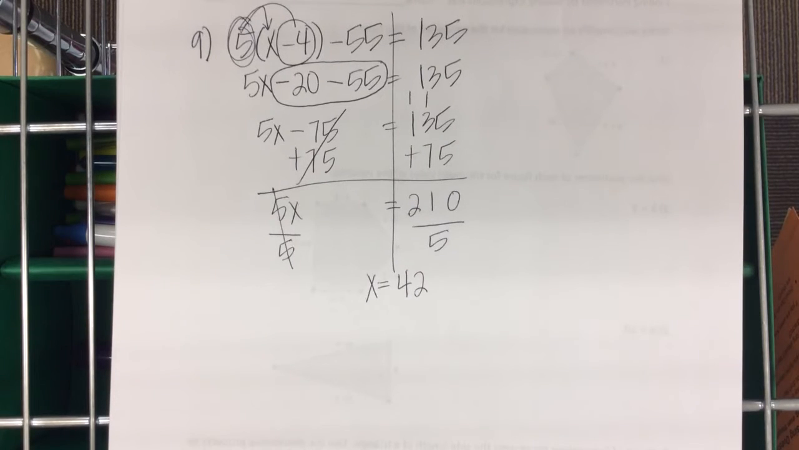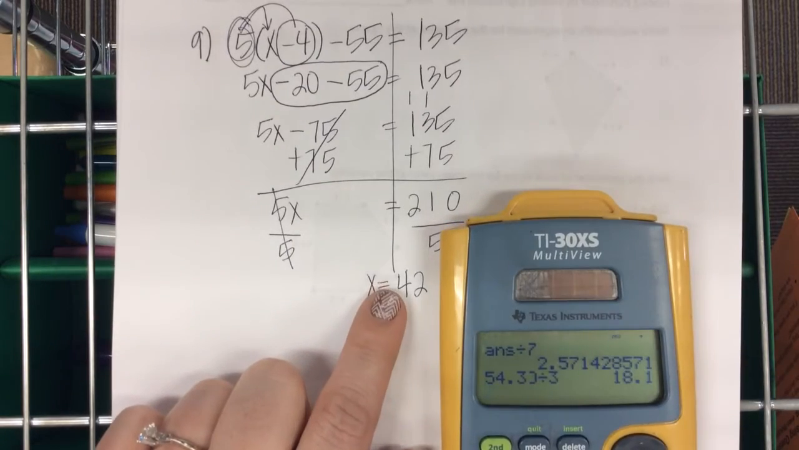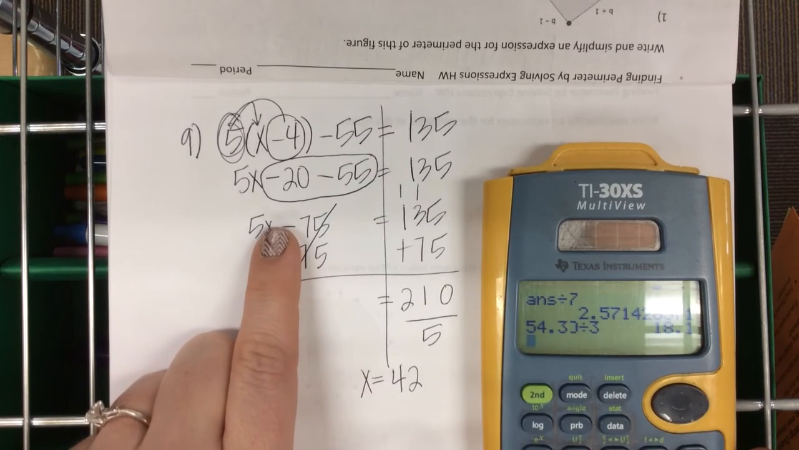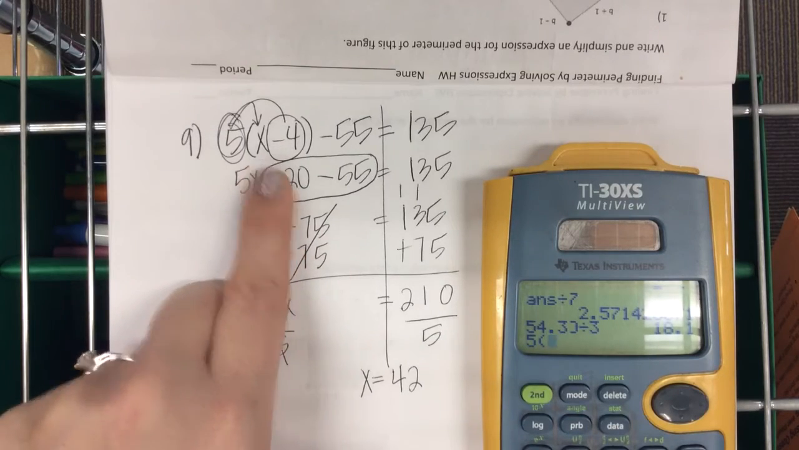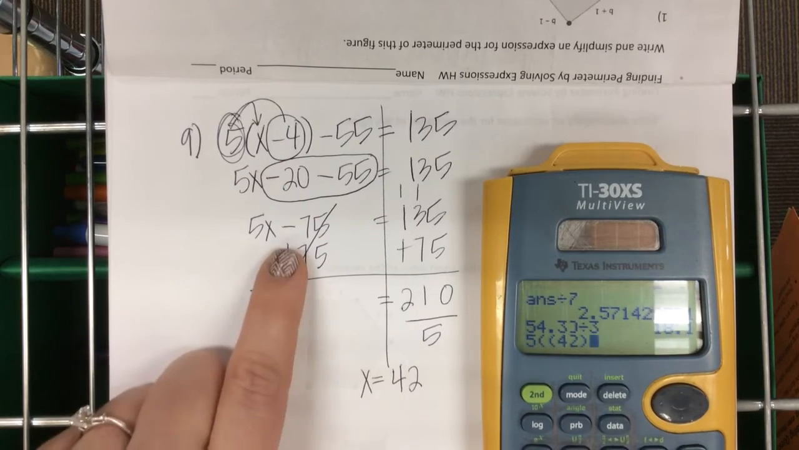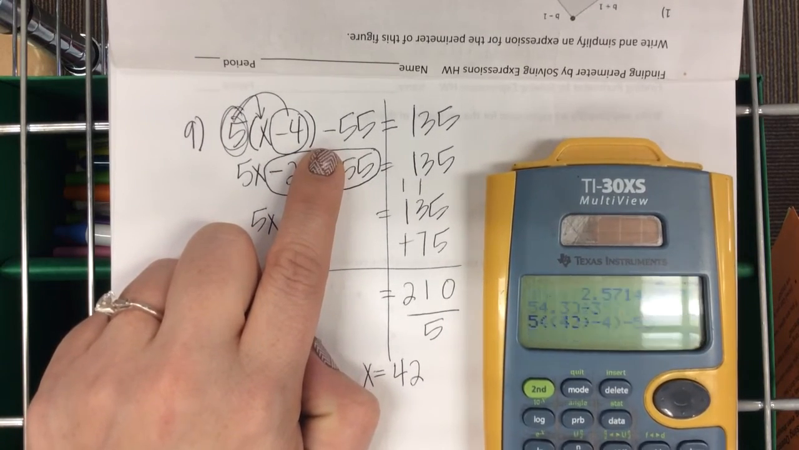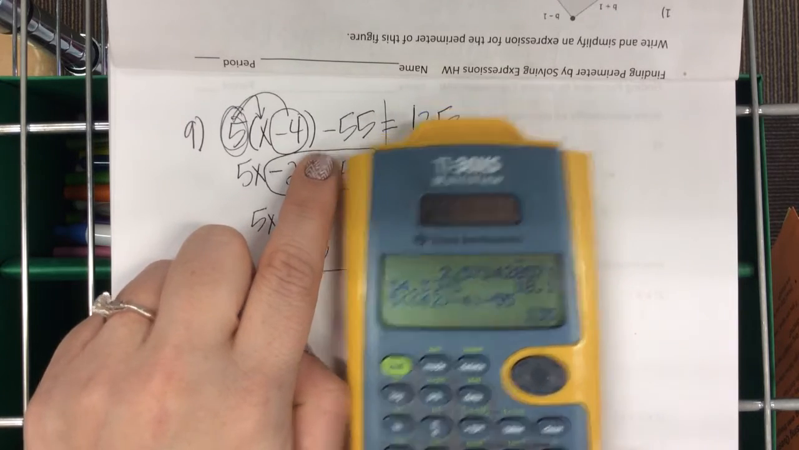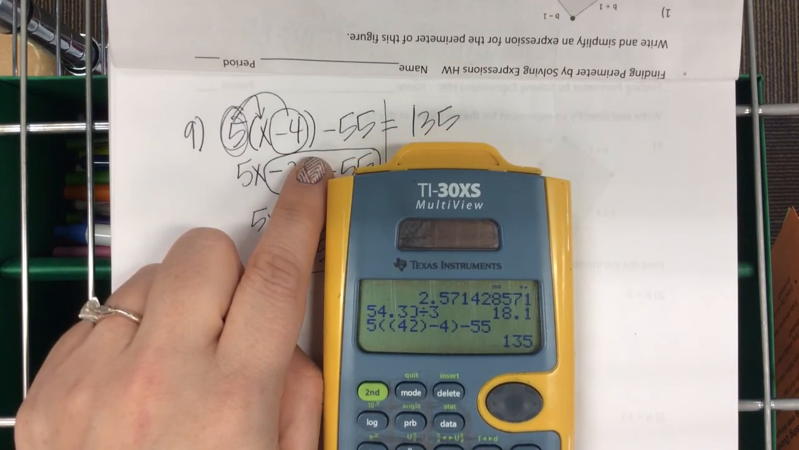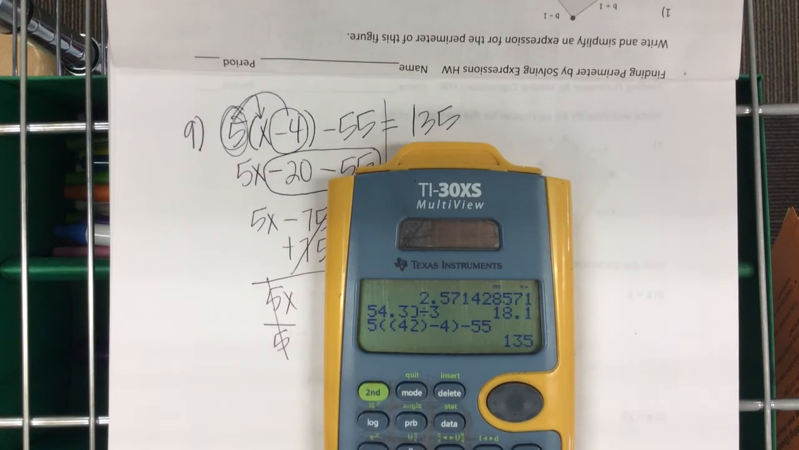Now I'm telling you this. This is your final, correct? So it's important. It's a test. When you get an answer on a test, if it's an equation, I would check it. I would type in 5 parentheses, and then instead of x, I'd put 42, minus 4, close parentheses, minus 55. Did it work? I would check it, because it's your test.